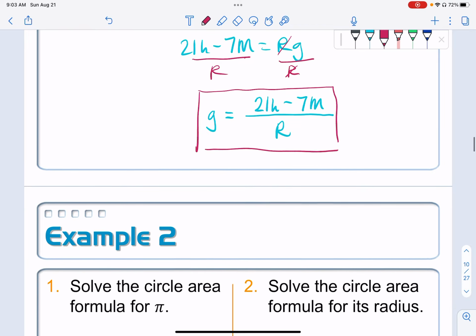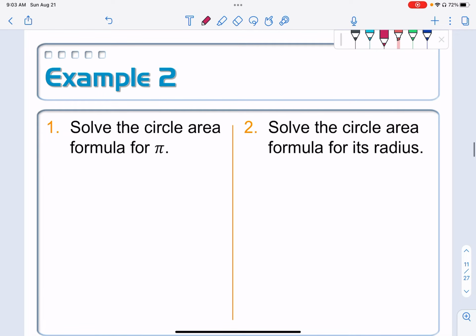Okay, I'm going to look at another couple of examples, and these two involve the exact same formula, which is the circle area formula. On number one, solve the circle area formula for pi, and on number two, solve the circle area formula for the radius, just so that we can see what the difference between the two algebraic processes will be. So let's start with the circle area formula, which is A is equal to pi r squared. Okay, I need to solve this thing for pi.